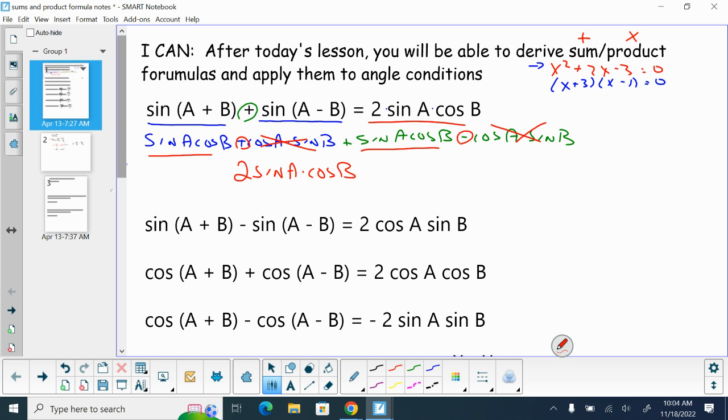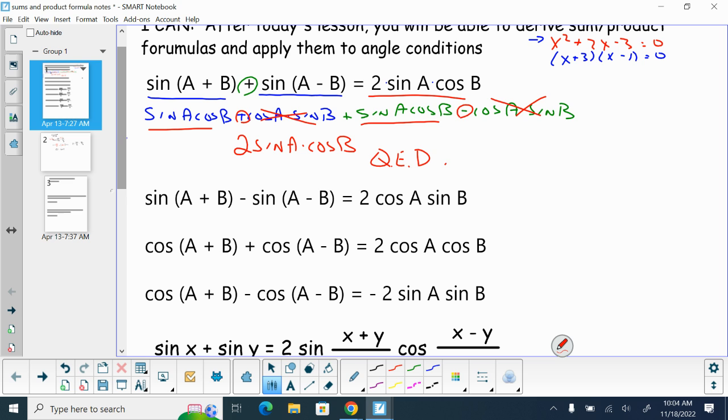And that's what we're trying to get to. These are not difficult proofs, identities to prove. I will give you one of these first four to prove.